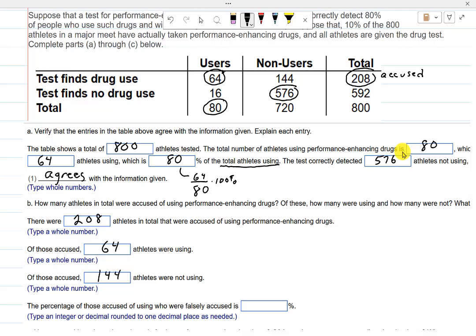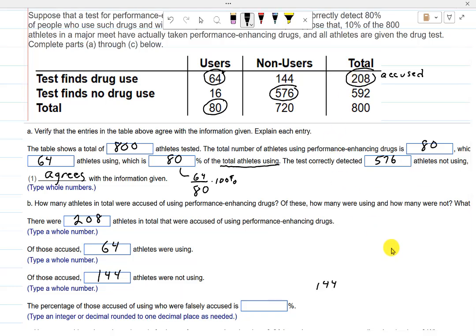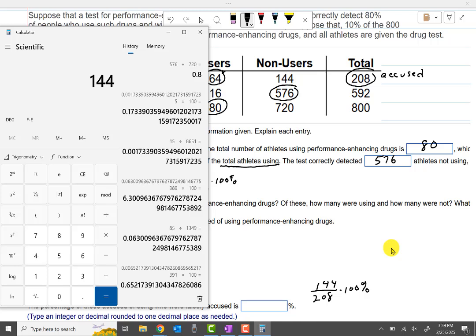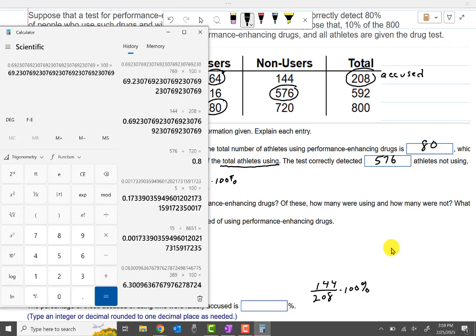The percentage of those accused of using who were falsely accused. So these people here, this 144 out of 208 are the percentage of people that were falsely accused. So we have 144 out of 208, and then multiply by 100%. I get 69.23%. And I can see it says round it to one decimal place, so I want to do 69.2%.